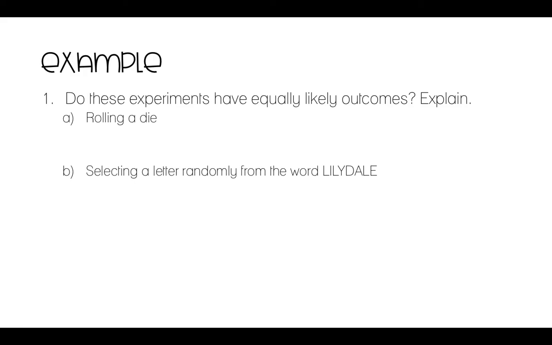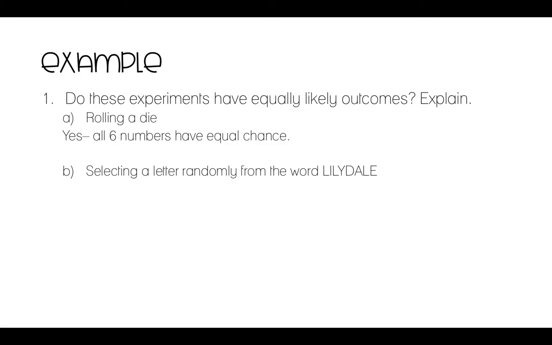So do the experiments below have equally likely outcomes? Explain. So the chance of, like in rolling a dice, is it likely that we're going to get any number? Is it all equal chance? So this one, yes, because all 6 numbers occur once, which means they have an equal chance.